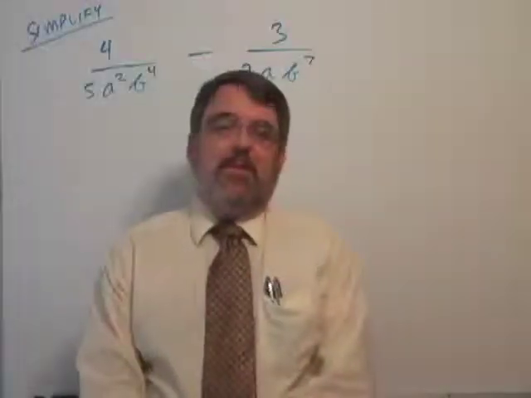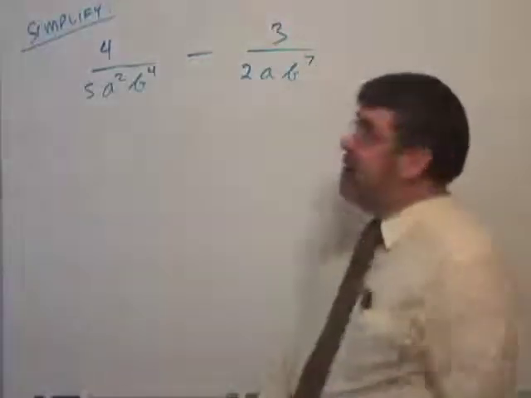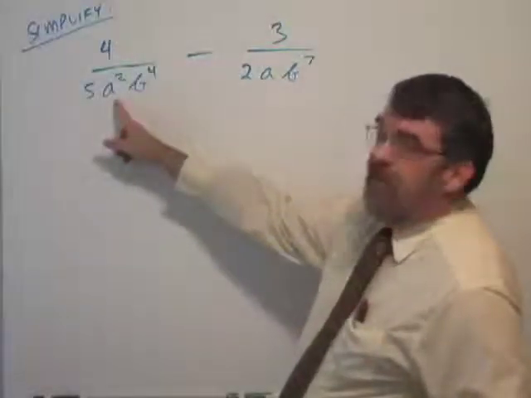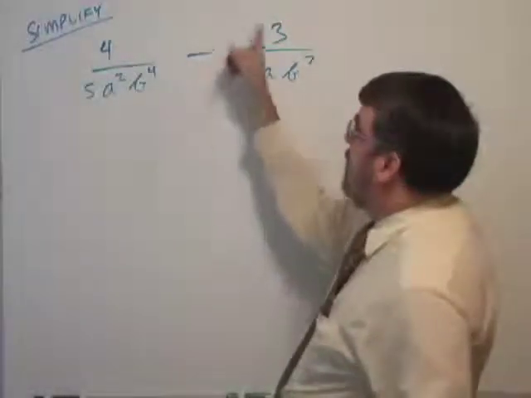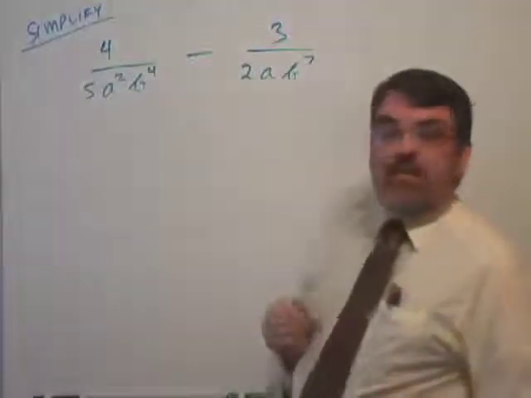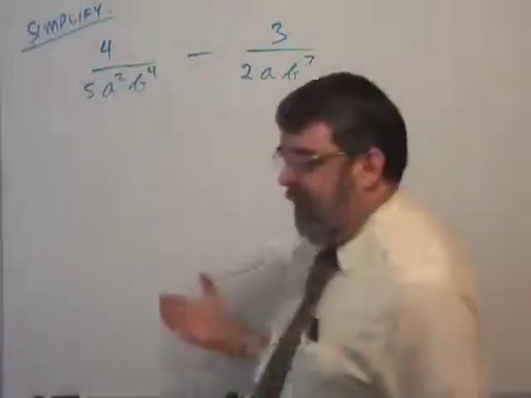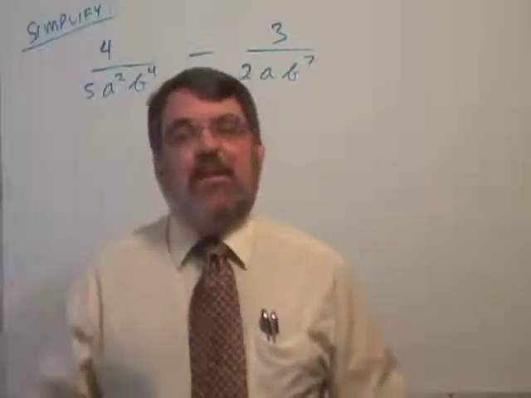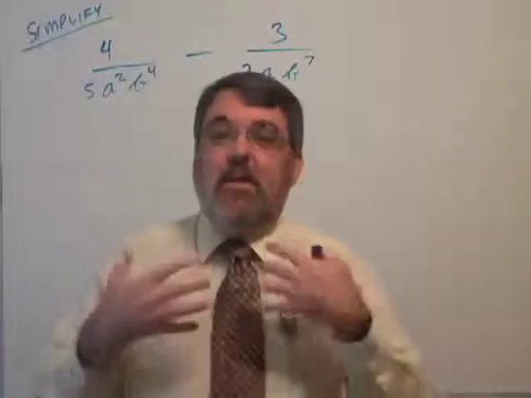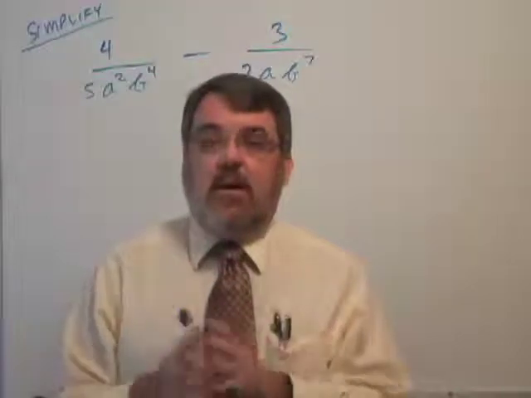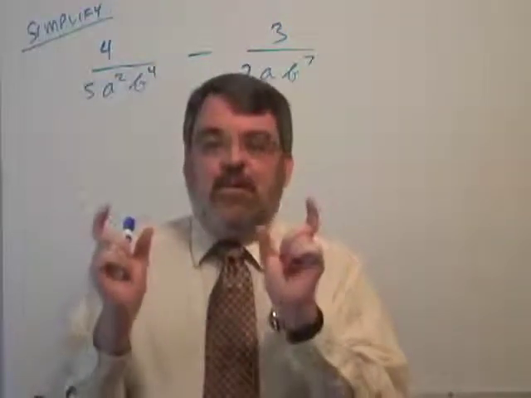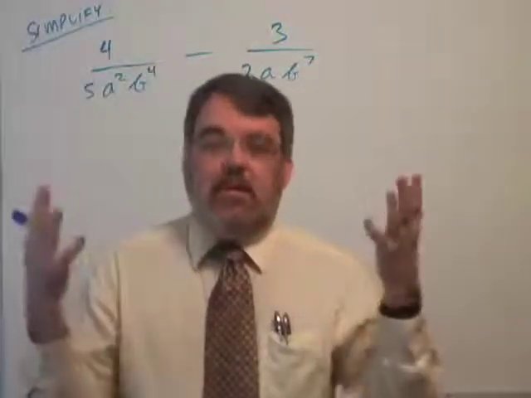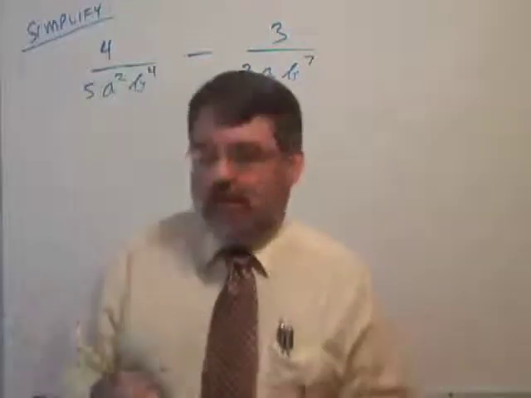Here's a problem to get us started. Simplify 4 over 5a squared b to the fourth minus 3 over 2a b to the seventh. Well, the rule for adding fractions and the rule for subtracting fractions is the same. You need common denominators. In other words, the common denominators force the terms to be like terms, and then you can combine the fractions together.